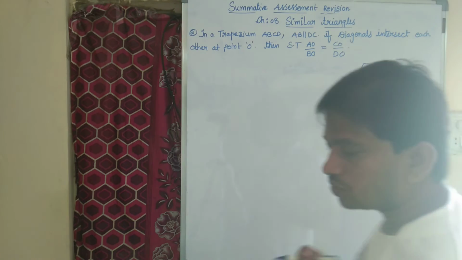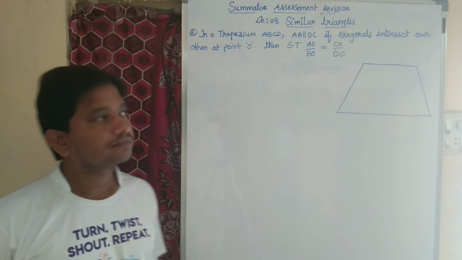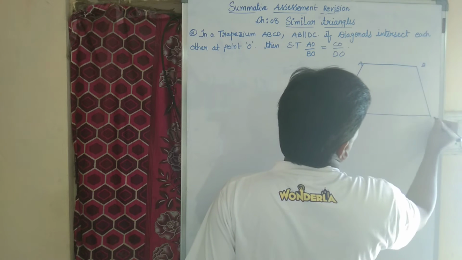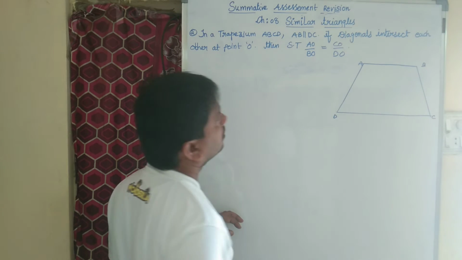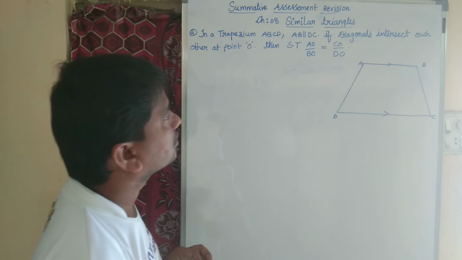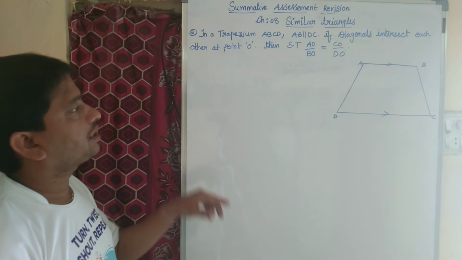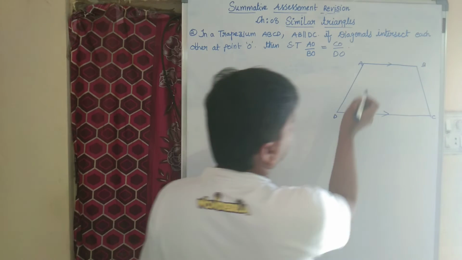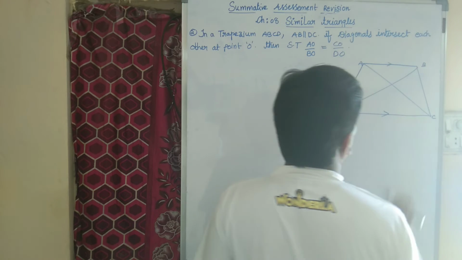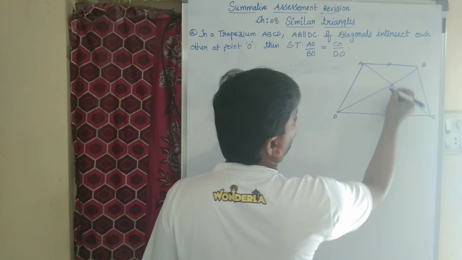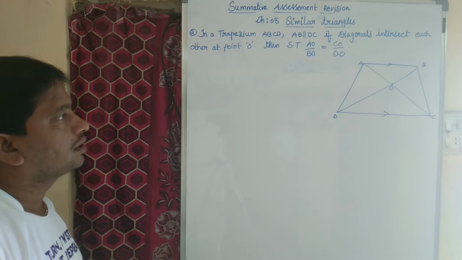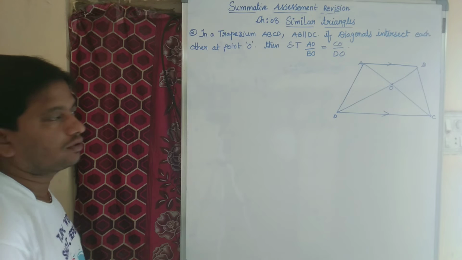Now coming to the next question: in a trapezium ABCD, in which AB is parallel to DC, if diagonals intersect each other at point O, diagonals are nothing but line segments joining opposite vertices of a quadrilateral. They are going to intersect each other at point O. Now we need to show that AO by BO equal to CO by DO, right?